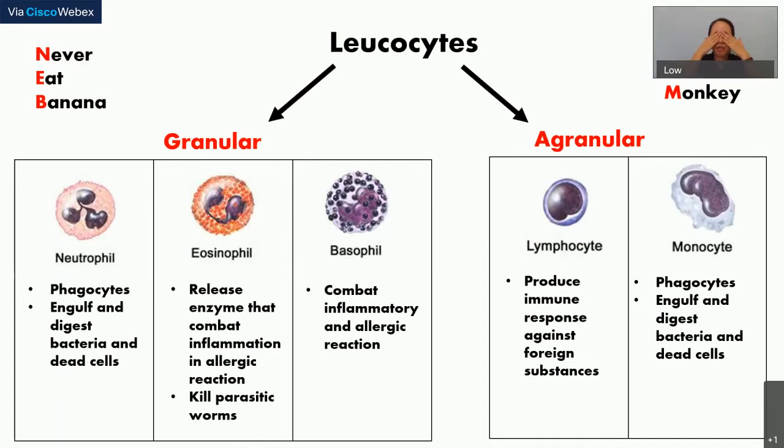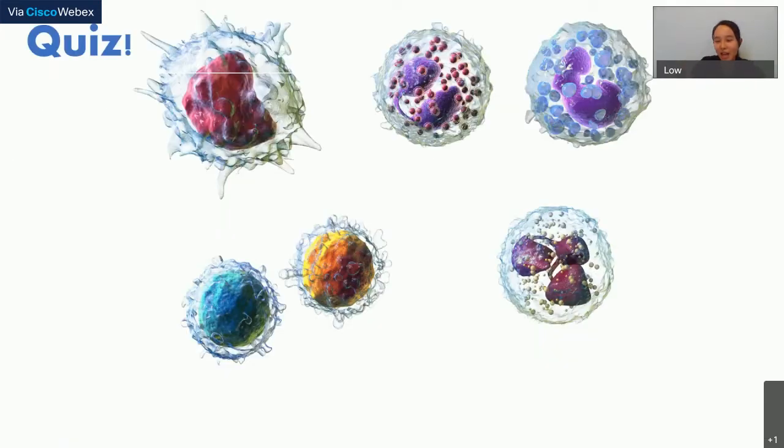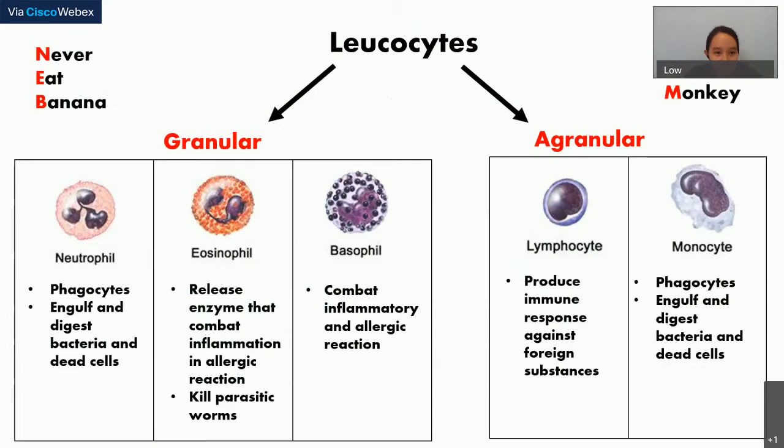When you close your eyes, never eat banana like monkey. Never, neutrophil. Eat, eosinophil. Banana, what is banana? Basophil. Yeah, you're right. Like monkey, lymphocyte and monocyte. Easy, right? So quiz time. Okay, let's have a look. Last look for it. Remember the shape.